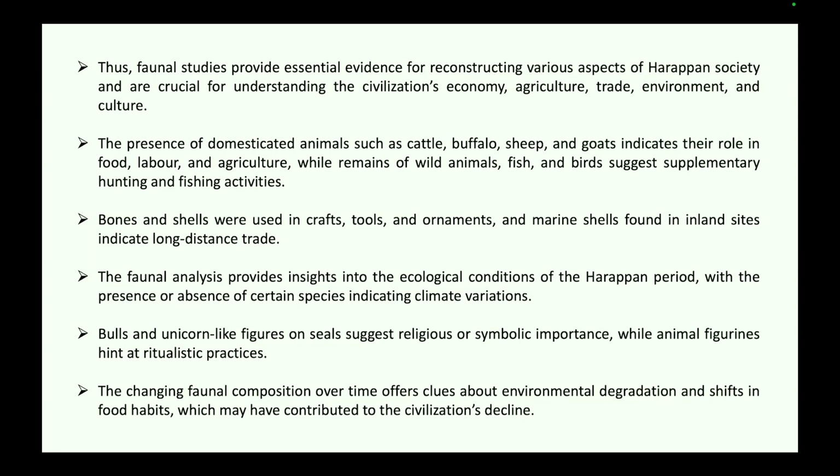Bulls and unicorn-like figures on seals suggest religious or symbolic importance, while animal figurines hint at ritualistic practices. The changing faunal composition over time offers clues about environmental degradation and shifts in food habits, which may have contributed to the civilization's decline.